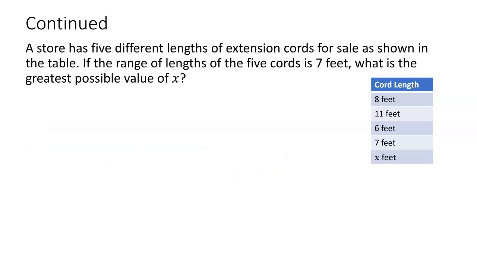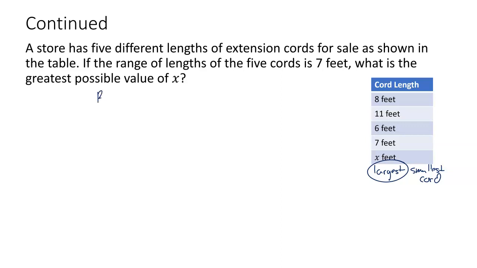A store has 5 different lengths of extension cord for sale, as shown in the table, with the range of lengths of the 5 cords is 7 feet. What is the greatest possible value of x? Well, we have 2 possibilities. X could be either the largest or the smallest cord. We don't know. But if we're looking for the greatest possible value of x, it's safe to say that we want x to be our largest number to figure out what the largest value would be.